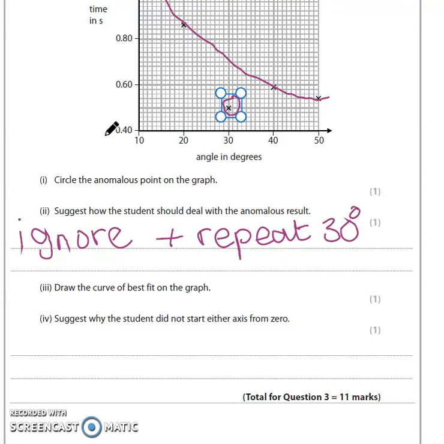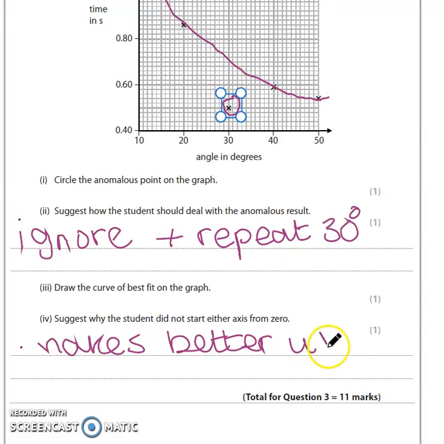So you can say any of the following things. You could say it makes better use of the grid. Or you could start saying things like, if the angle were at 0, then that car would actually not be going anywhere. The resultant force on it would be 0. It would be at rest. And that's that for question 3.